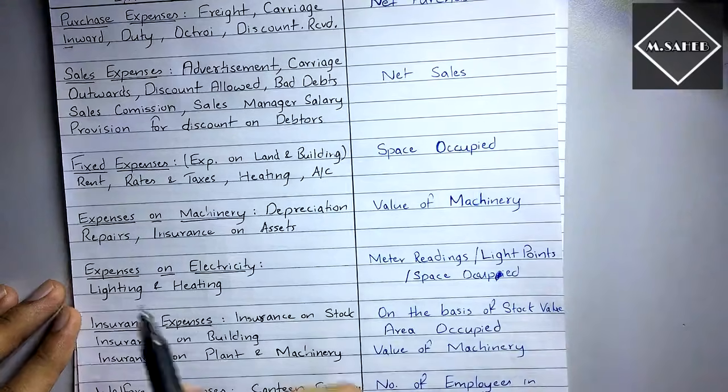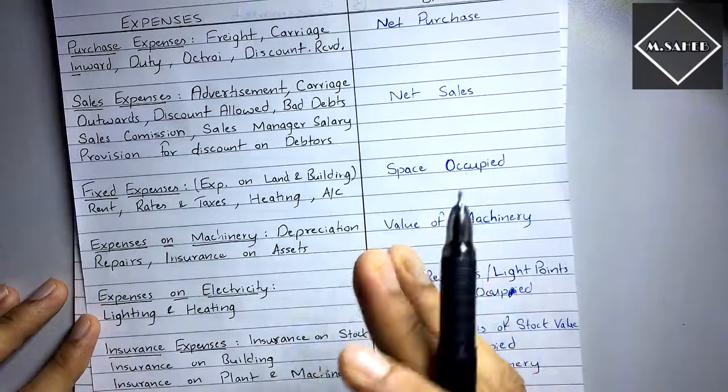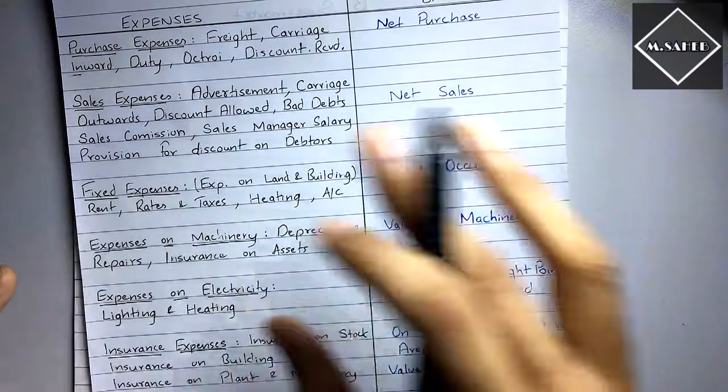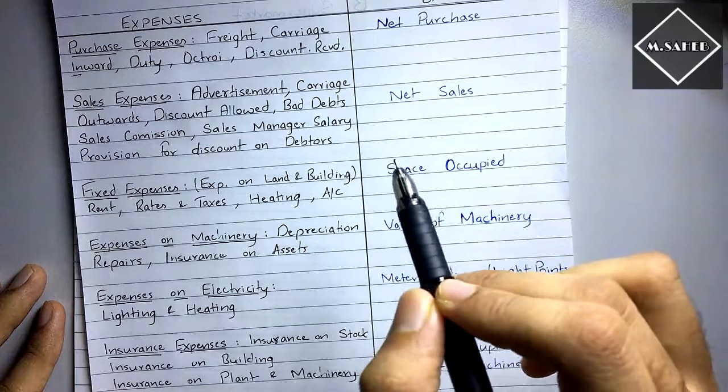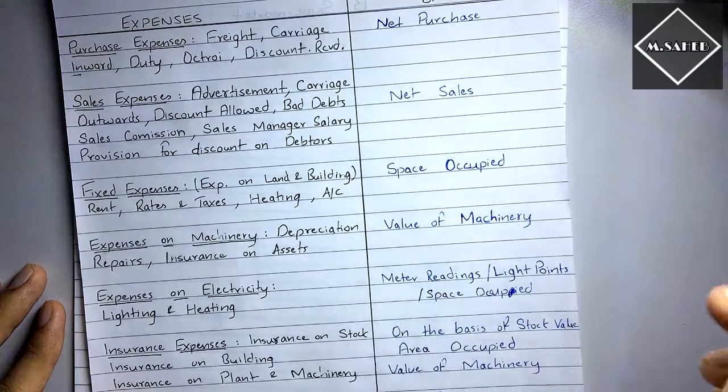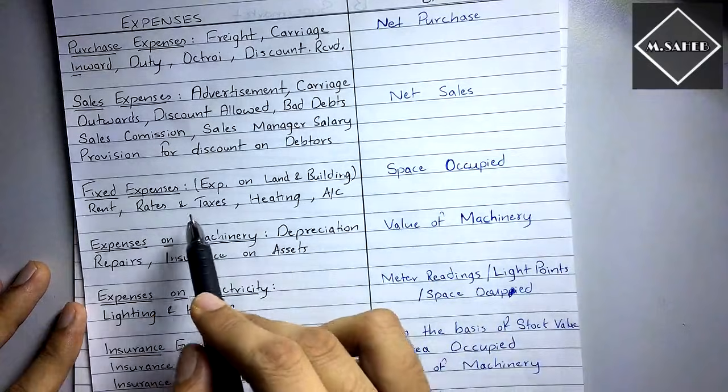So rent. The department also has to pay the rent. The business has to pay the rent, but it will be allocated to the departments based on the space occupied by each of the departments. All right, and rates and taxes also the same thing.